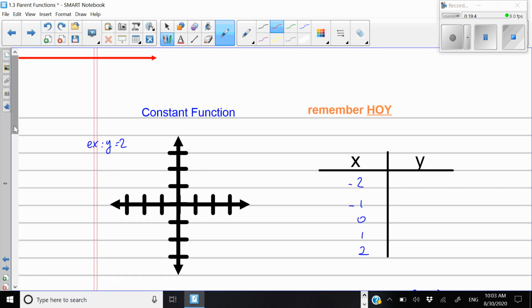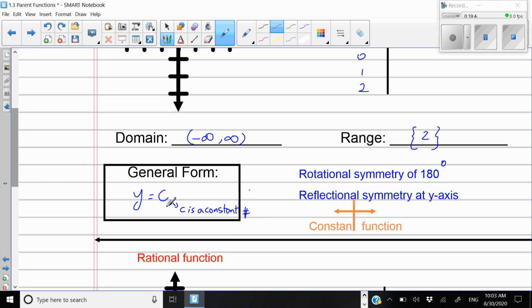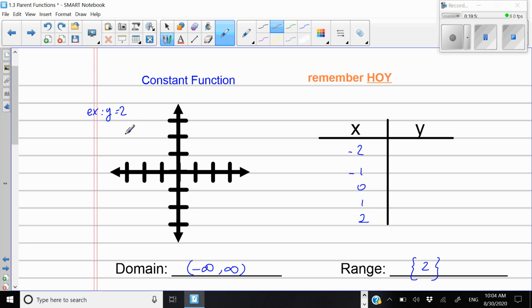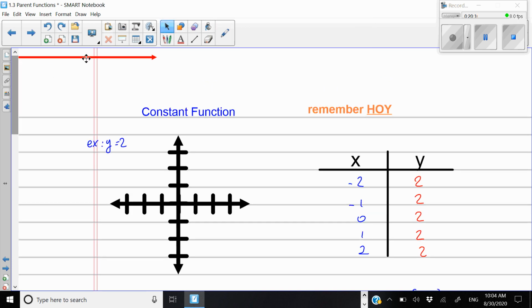Then we have constant function. Constant function has this equation, y equal to c. And this c is just a constant value, a constant number like 1, 2, 100, -50, whatever you choose. And here we have an example, y equal to 2. The equation says no matter what your x is, your y is always going to be equal to 2. So if your x is 0, 1, -2, whatever, your y is always 2. That makes the graph of this function look like a straight horizontal line that passes through y equal to 2.